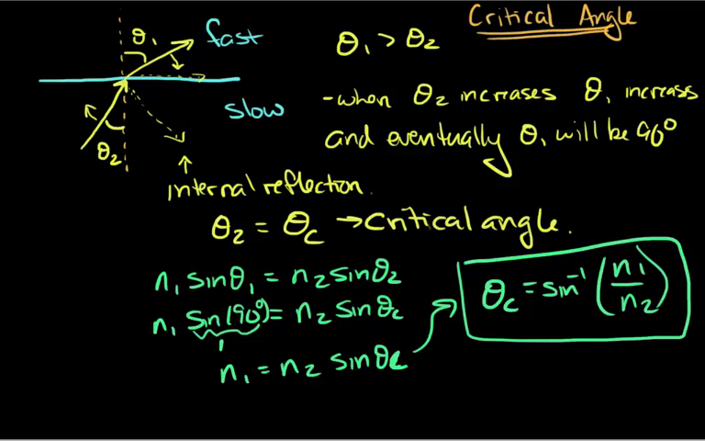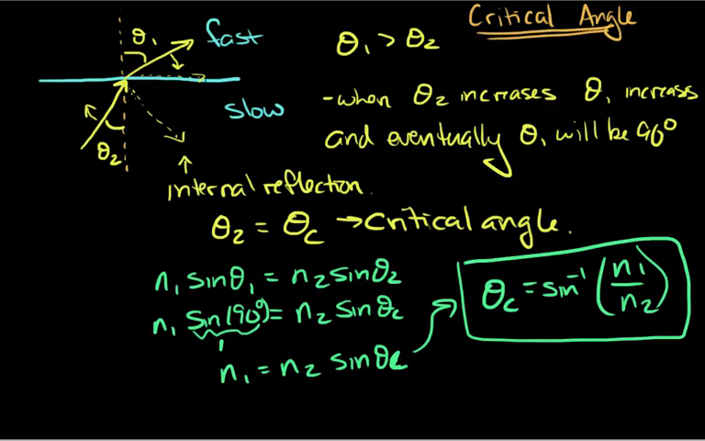Well, this is for a situation where instead of having light travel from fast to slow, we have light traveling from slow to fast. And as it does that, you can imagine that this theta 2 will be the angle of incidence, so this theta 2 will actually be smaller than what theta 1 is. Okay, so theta 1 will always be greater than theta 2. You can imagine that as theta 2 increases this way, theta 1 will increase this way until eventually theta 1 will be 90 degrees. It's going to be parallel to the surface.